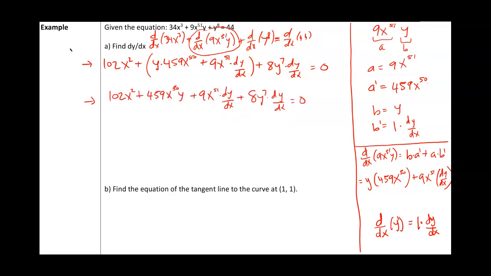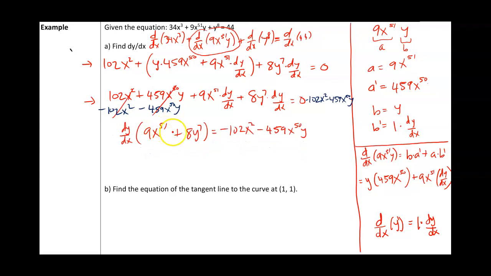I take out the parentheses, there's no negative, so there's no need to distribute anything. And now all the terms with the dy dx, I'm going to keep on one side, and these other terms, I'm going to move to the other side. So I subtract those, and on the left side, I'm left with 9x to the 51st plus 8y to the 7th. But because they have a common factor of dy dx, I can factor that out, just like with the last example. I factor it out. And then lastly, I divide both sides by the 9x to the 51st plus 8y to the 7th to get that dy dx by itself.